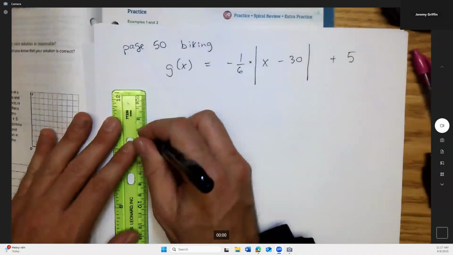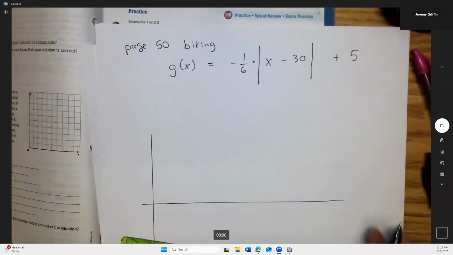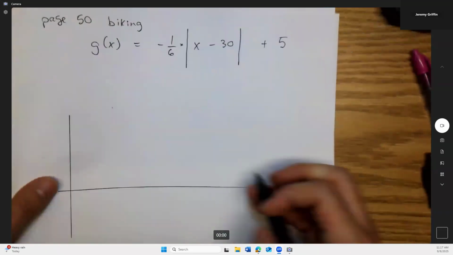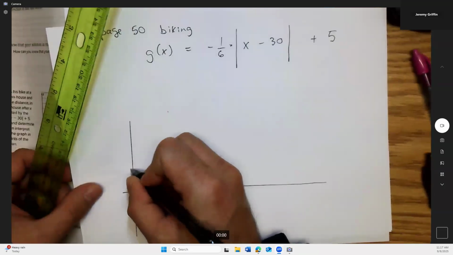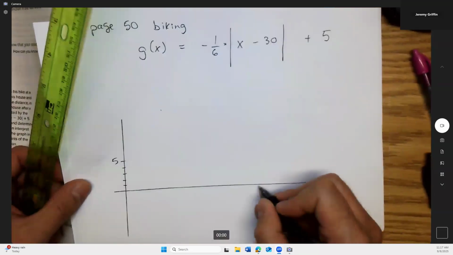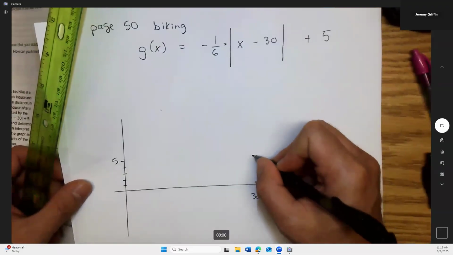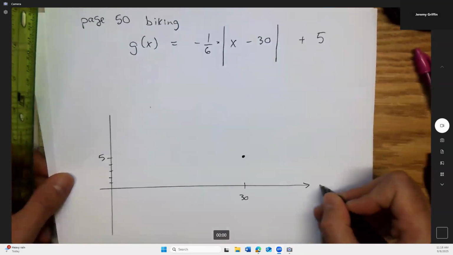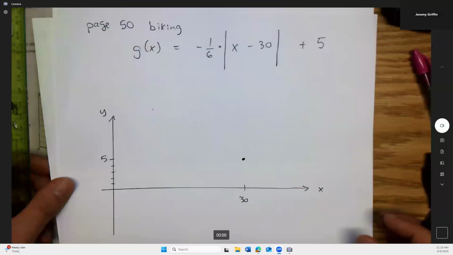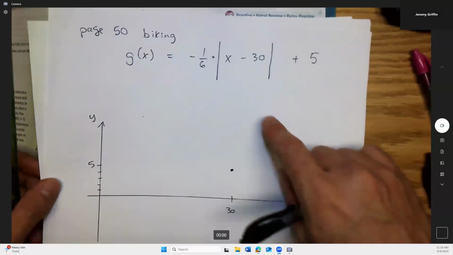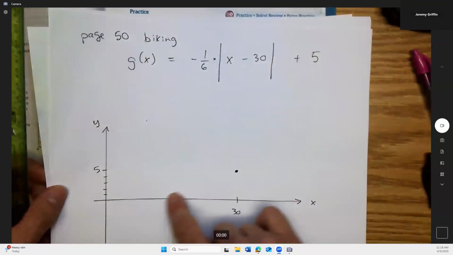So I need to go 30 to the right. Way up here. So okay, then 5 up. 5. Okay, I'm just gonna put 30 way the heck out here. 30 and 5. Like that. Here's x. Here's y or g of x. Okay. And then guys, the slope should be 1/6, and also it's an upside down v.